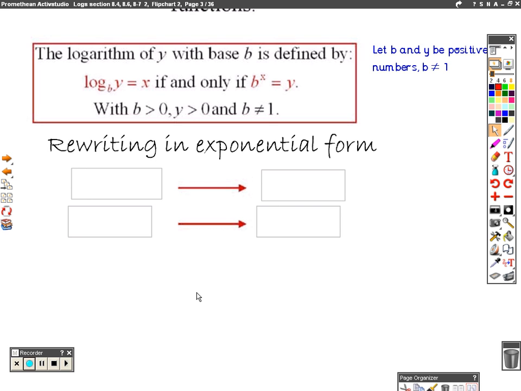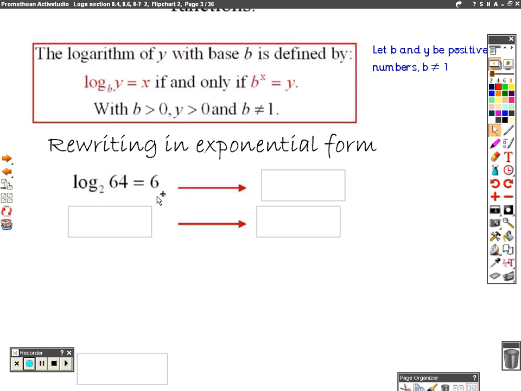So one skill you need is to rewrite from logarithmic form to exponential form. So if I give you this, go ahead and write that down. Log base 2 of 64 equals 6. This is nice while you're at home, you can say it out loud. I want you to practice saying it. Log base 2 of 64 equals 6.